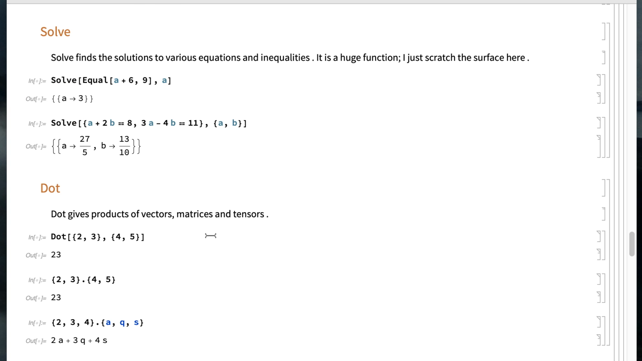All right. Solve. Solve is the thing you wanted in your 7th grade algebra class, and it lets you solve various equations and inequalities. It does huge numbers of things. But supposing I know that a plus 6 is equal to 9, and I want to know, hey, what's a? The command that does that is Solve.